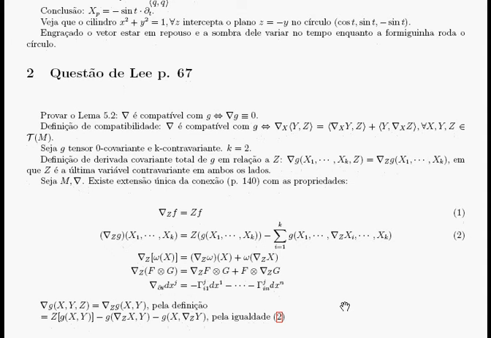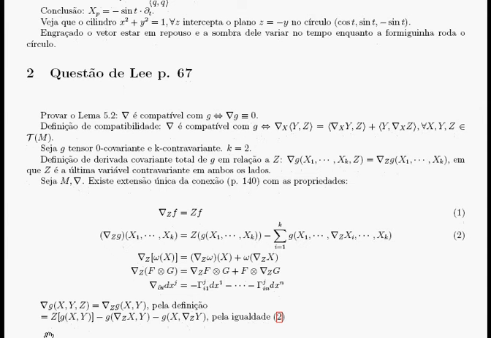What are we going to use? Definition. Nabla is compatible with g. Nabla g(x,y,z) is equal to nabla g of x,y. This is the definition of total derivative.